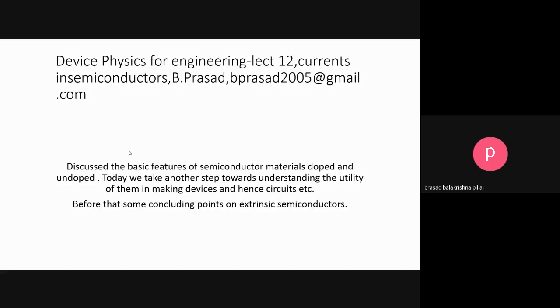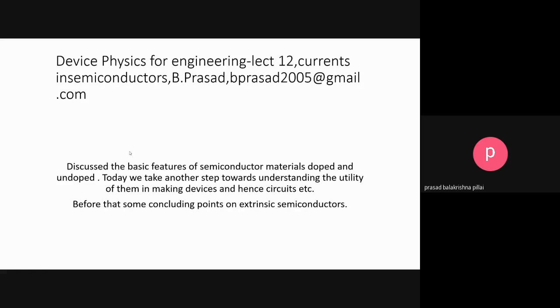We have so far just concluding remarks on the first unit part. In this unit we have seen the basic semiconductor materials, doped and undoped, and their basic electrical properties. The reason we were doing this was to take a step towards understanding the utility of semiconductors when making semiconductor devices, and then of course the ultimate objective of all these devices is to make circuits, which in turn will give us the electronic systems.